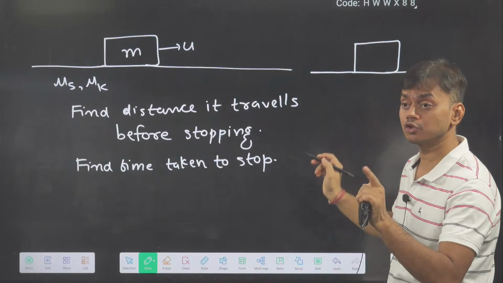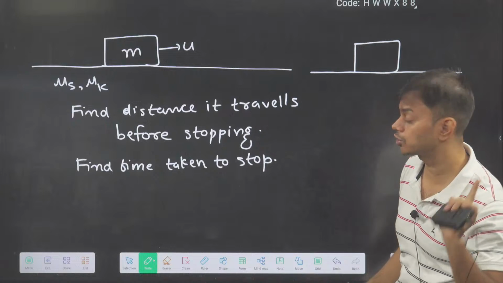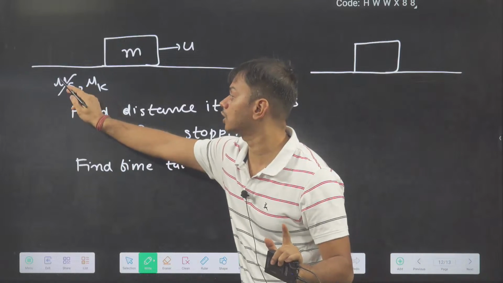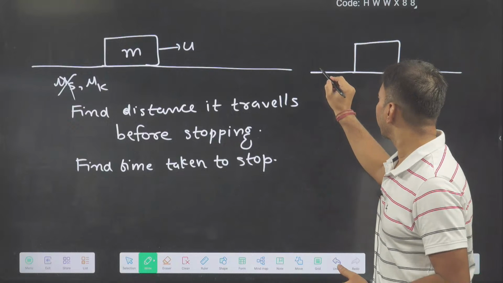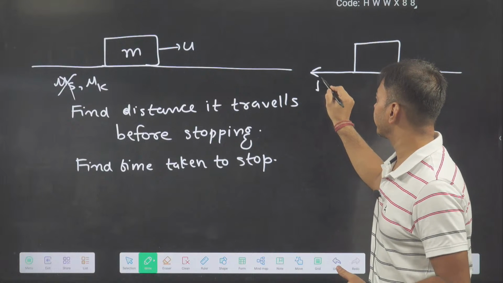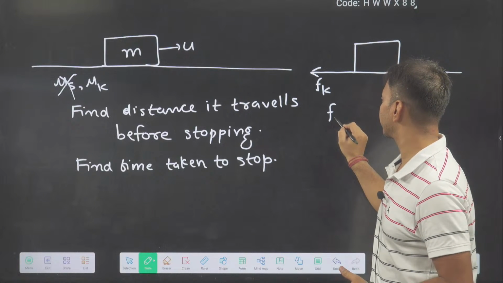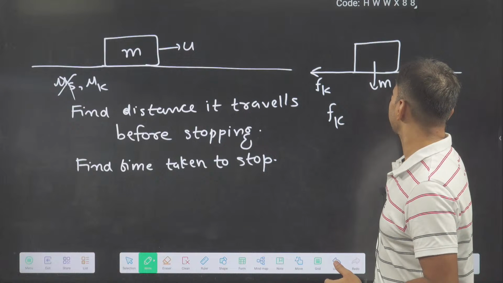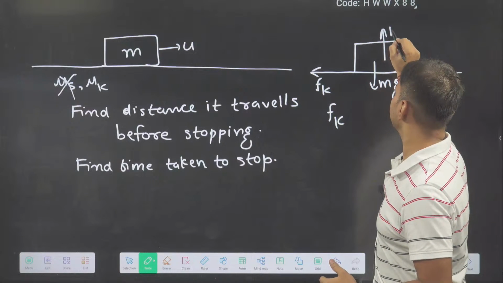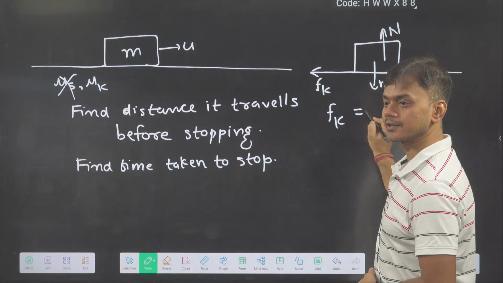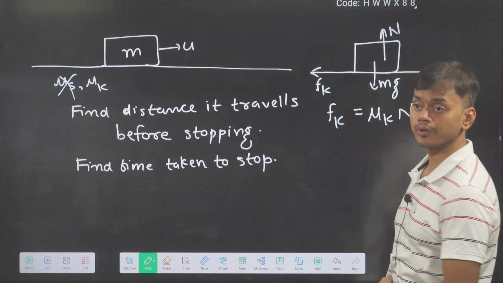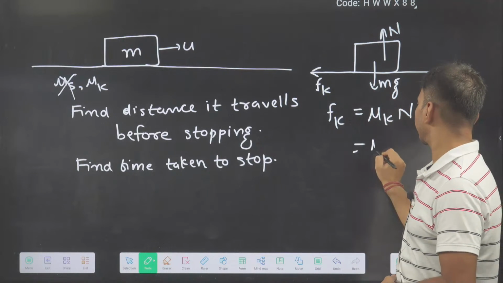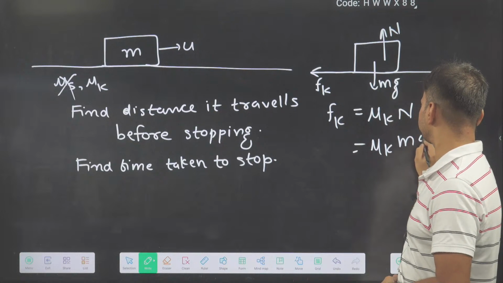Definitely sliding means no question of static friction. No question of static friction means mu s goes out of the picture, out of use for me. So I will write the friction force is only kinetic. I will write downward is mg, upward is n. So I can say kinetic friction is equal to mu k into n, and I can write mu k into mg.